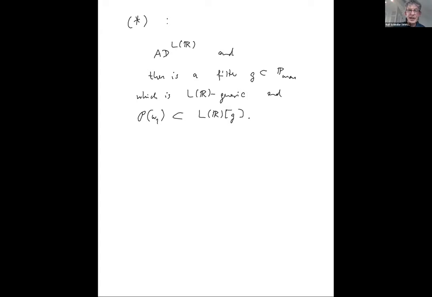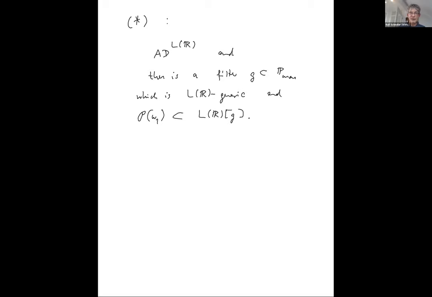And so as I said, if you force with Pmax over L(R), and you assume that AD holds true in L(R) to begin with, otherwise Pmax doesn't really do what it ought to, then you will automatically have the statement, right? Because you forced, you have this filter, it is L(R)-generic, and of course the generic extension is L(R)[G]. But if you look at the statement star from the point of view of V, where you didn't do any forcing, read it as a statement about V, then it's highly non-trivial. Why should there be such a filter which is generic over L(R)? Why should the filter have the property that it captures all the subsets of omega one in that sense, right?